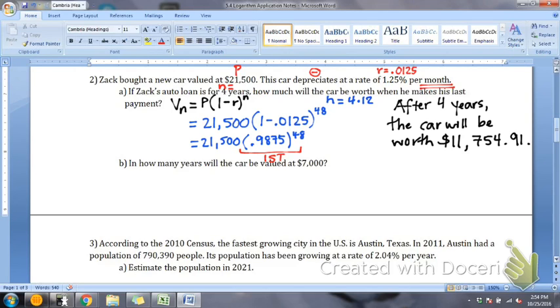Okay, I would like you to try part B on your own. It's almost identical to part B in number one, where you're going to have to do your change of base. So I will work on it up here, but I want you to try to work on it on your own and see what you can come up with, okay? Set it up at least. Start by writing your formula down. That's a great way to start.